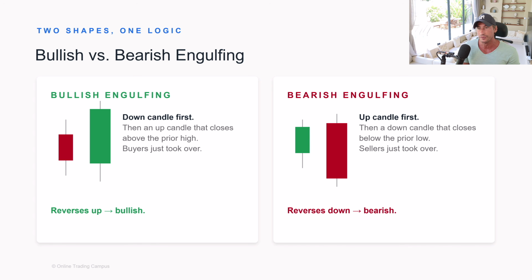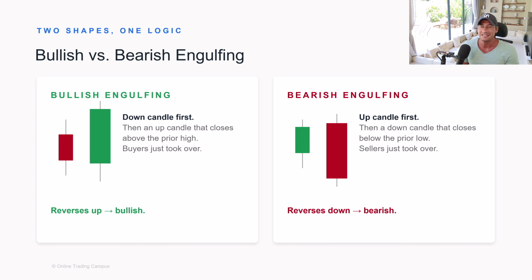Now flip it over. That is the bearish engulfing, a small up candle first, then a down candle that closes below the prior candle's low. Sellers just took over, so it points down. It is bearish. That is it. A bullish engulfing at the bottom after a move down, bearish engulfing at the top after a move up. But notice something. On their own, sitting in the middle of a chart, they tell you nothing you can trade.